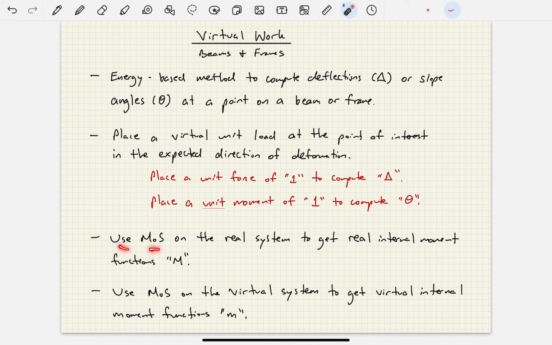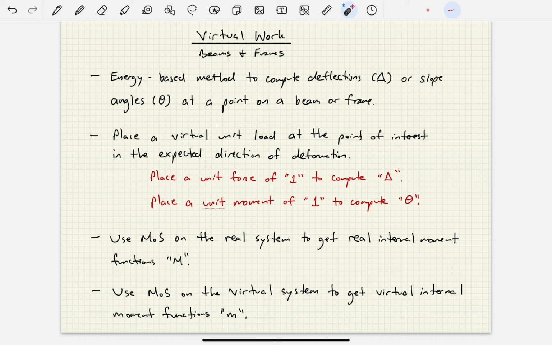We use method of sections on the real system to get the real internal moment functions, which are capital M. And then we do method of sections another time on the virtual system to get the virtual internal moment functions, little m, okay? So again, have we seen this process before? Definitely. We saw it with trusses. With trusses, we had to do method of joints 2 times. Once to get the virtual member forces little f, and then again to get the real forces capital F. So similar things, except now we're getting these moment functions, okay?